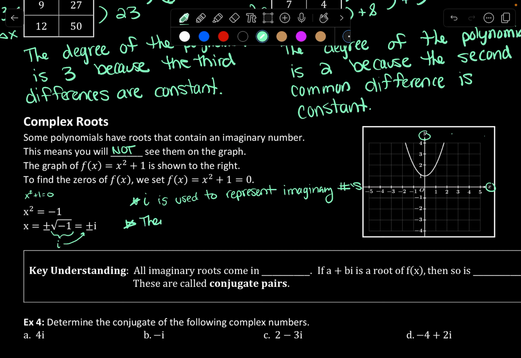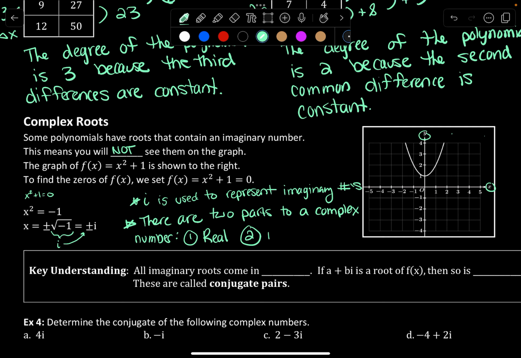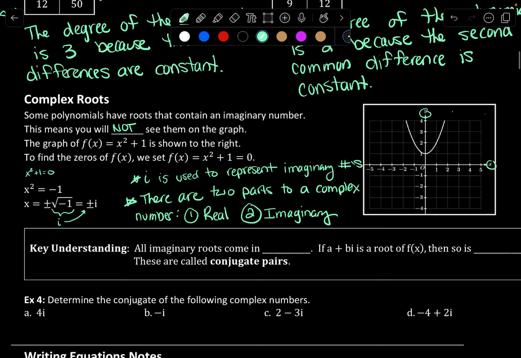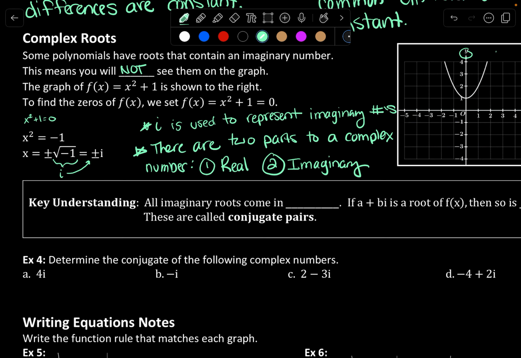Something else is that there are two parts to a complex number. The first part is the real part, and then the second part is the imaginary part. All right, so sometimes people will say, oh, it's imaginary. Yes, the solutions contain imaginary numbers, but the overall root is a complex root because there are two parts. There's the real part and there's the imaginary part.